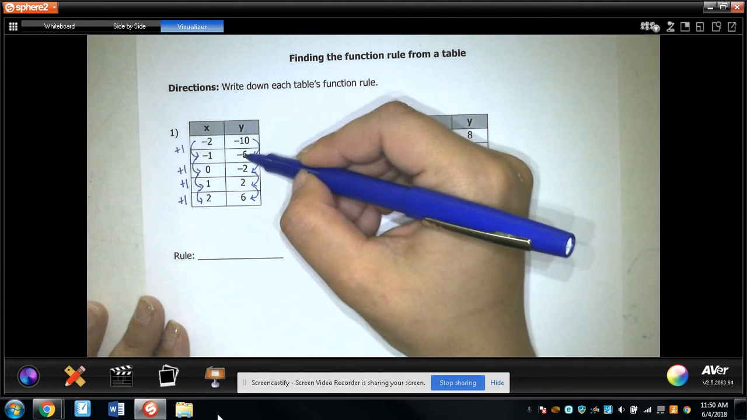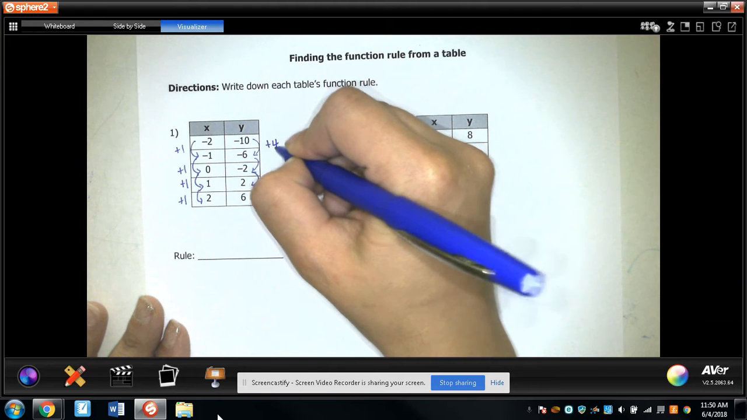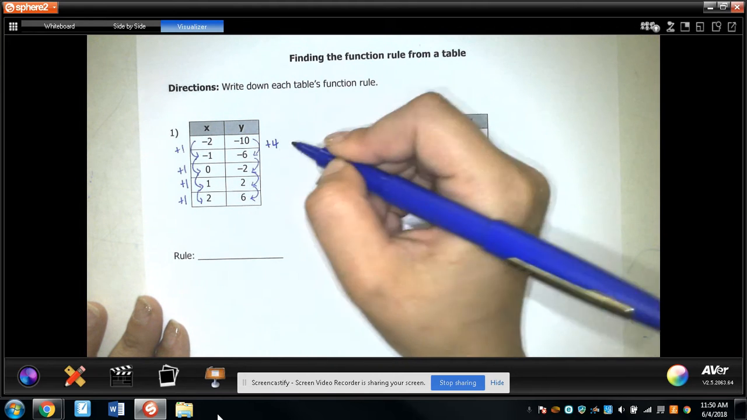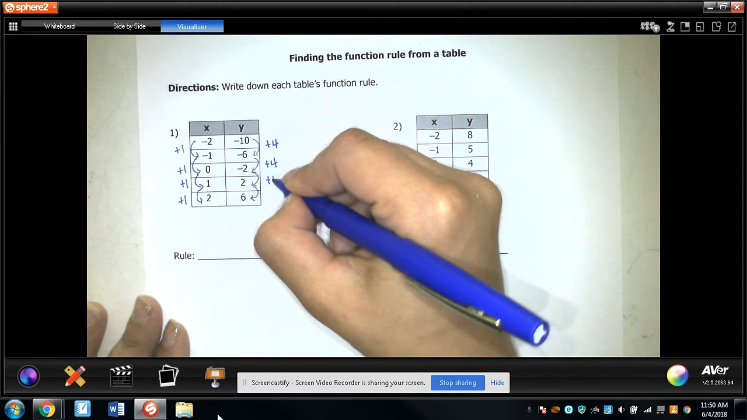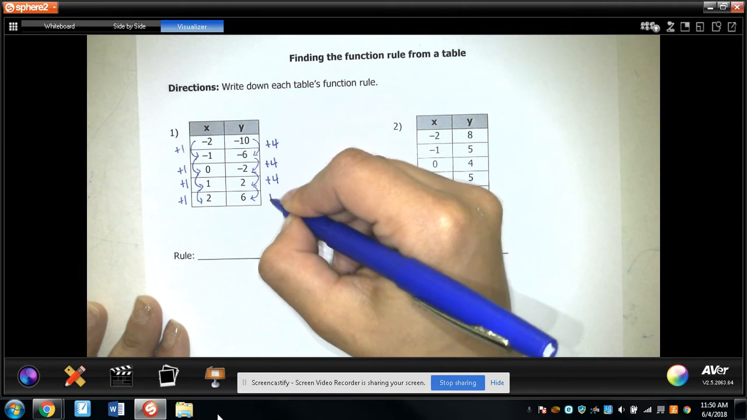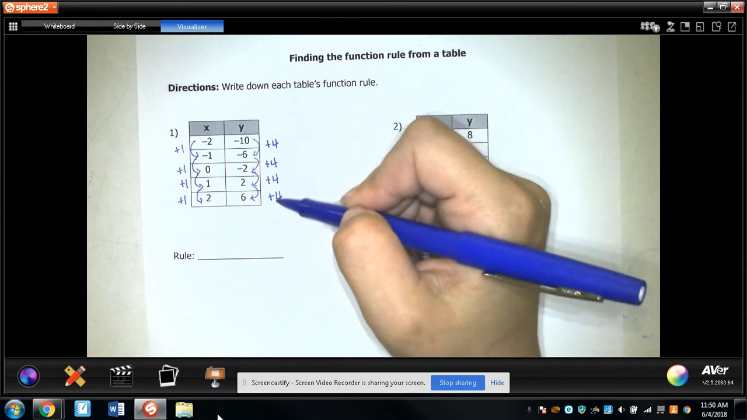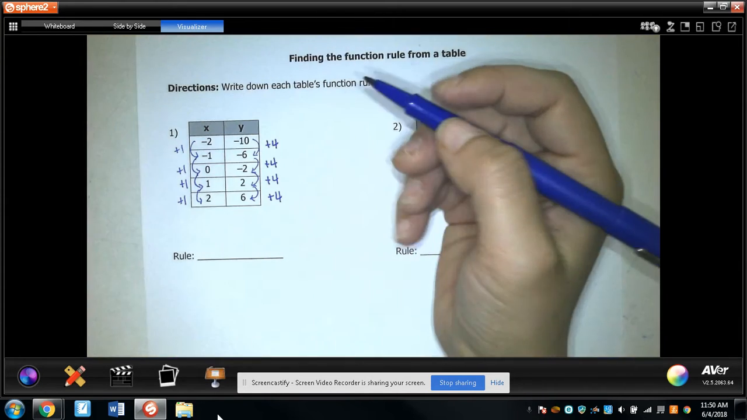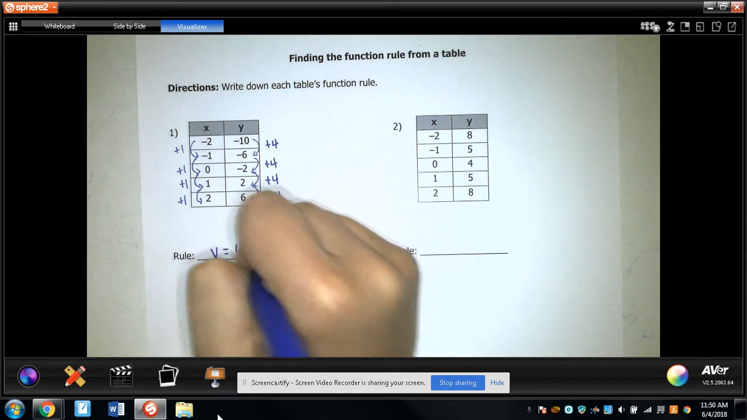So -10 to -6, that is increasing by 4. -6 to -2, that's increasing by 4. -2 to 2 is increasing by 4, and 2 to 6 is increasing by 4. So they're all the same. For all of them, I got 4. So that means that my rule is going to start out as y equals 4x.